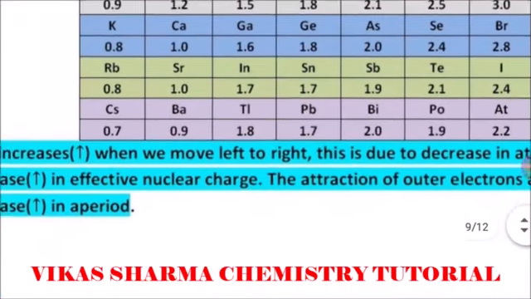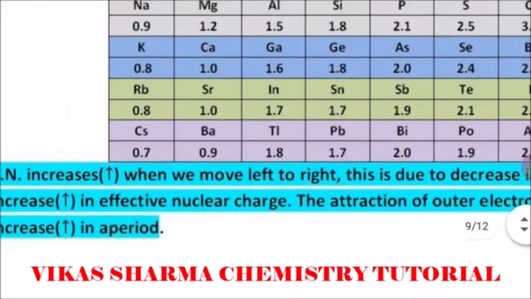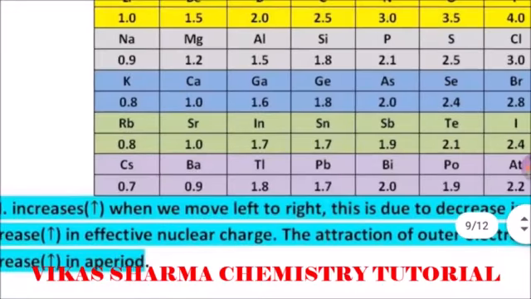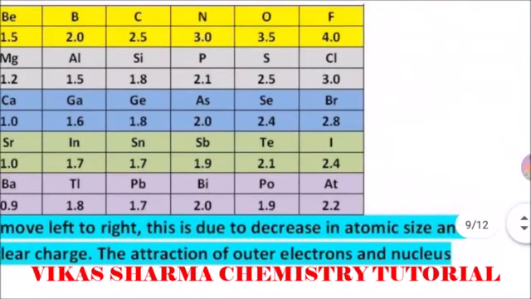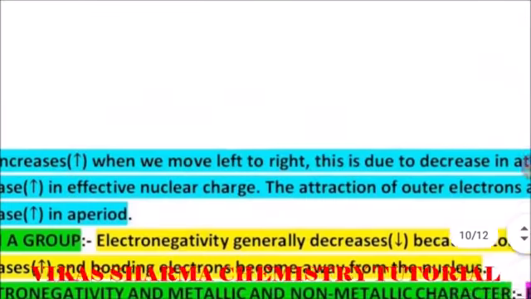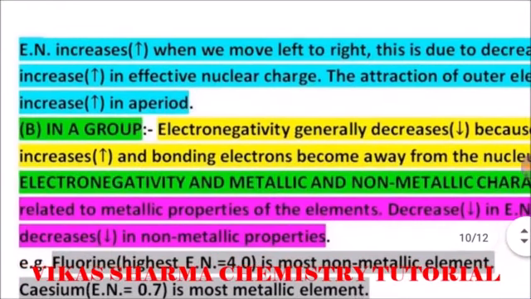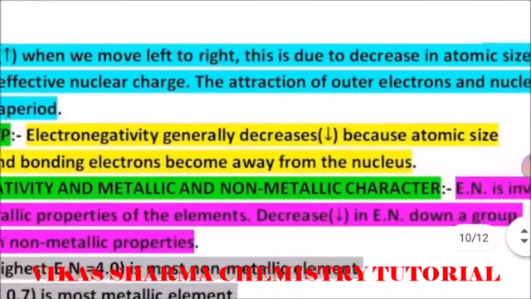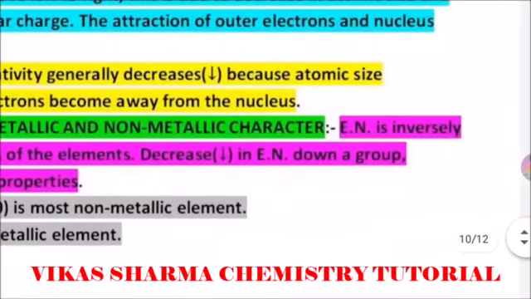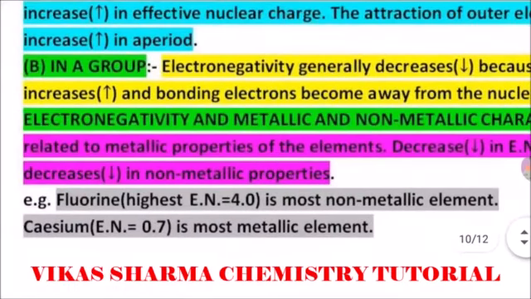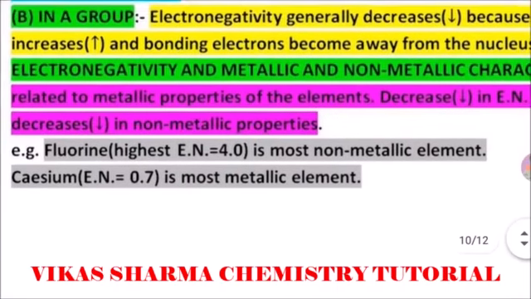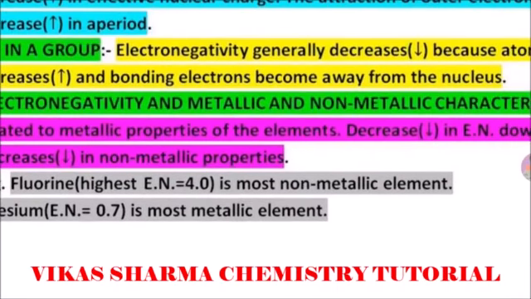So student, electronegativity increases when we move left to right. This is due to the decrease in atomic size and increase in effective nuclear charge. The attraction between the outer electrons and the nucleus increases in a period. In a group, electronegativity generally decreases because atomic size increases and the bonding electrons become farther from the nucleus. So there are two trends, one in a group and one in a period.